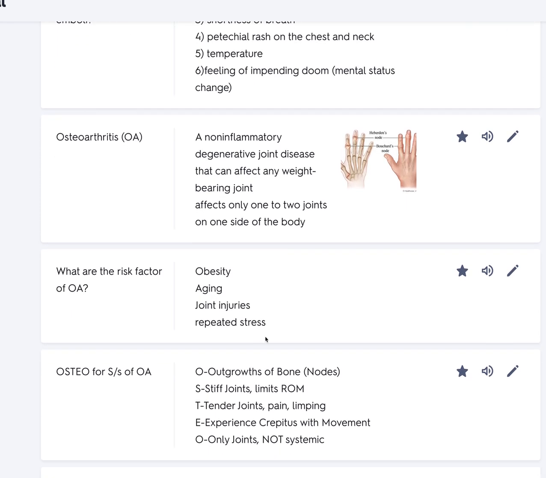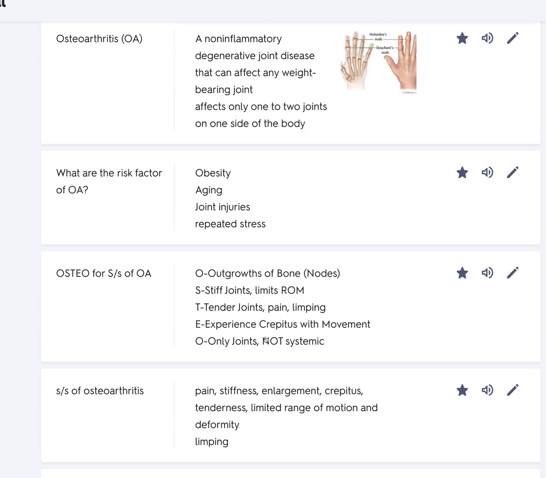Okay, so the signs and symptoms of osteoarthritis include outgrowths of bones, so bone spurs in the joint, and stiff joints. It limits their ROM. Many people who have osteoarthritis limp, especially if it's cold or they overuse the joint that day. They'll have tender joints. They can experience crepitus with movement. So sometimes when I move my shoulder, I can hear crepitus. It's like creaking in my shoulder. And it's only joints. It's not systemic like rheumatoid arthritis.